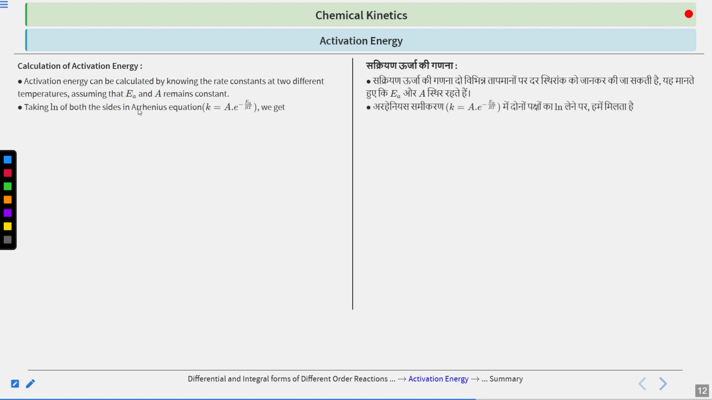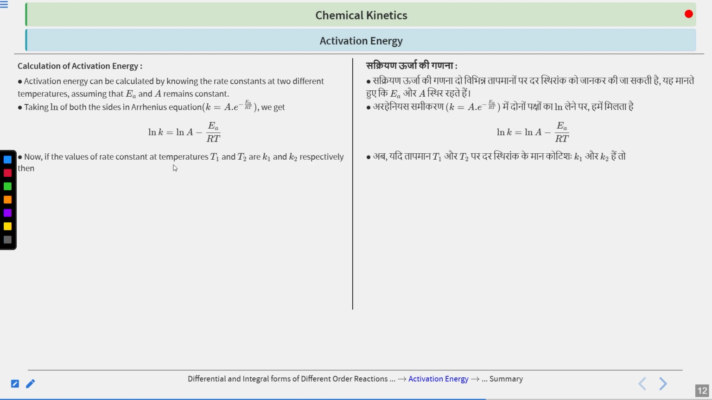Keeping that in mind, what we do is we take ln of the Arrhenius equation. If we take the ln of this equation, what will we get? We will get ln k equals ln A minus Ea by RT. So we have used some simple properties of logarithm to find this equation. Now what we have said is that if we have the rate constant for two different temperatures, then we can calculate the activation energy. So we have done the same thing.